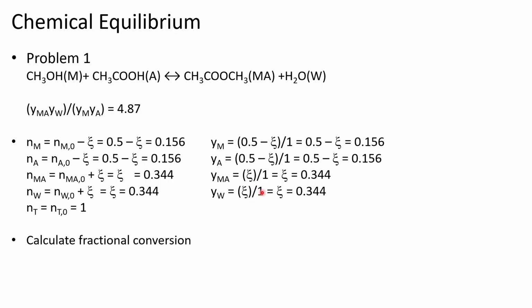So once we know the value of xi, we can plug it in to calculate the mole fractions of each of the species, as well as the flow rate of each of the species. And that's what you see here. Next, we're going to calculate the fractional conversion of methanol and acetic acid.